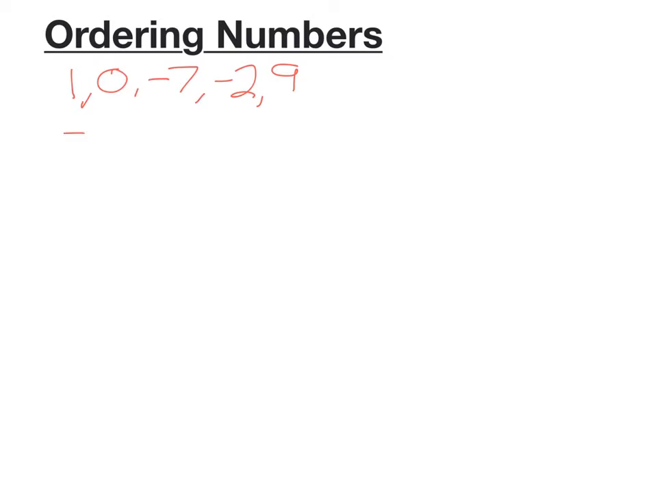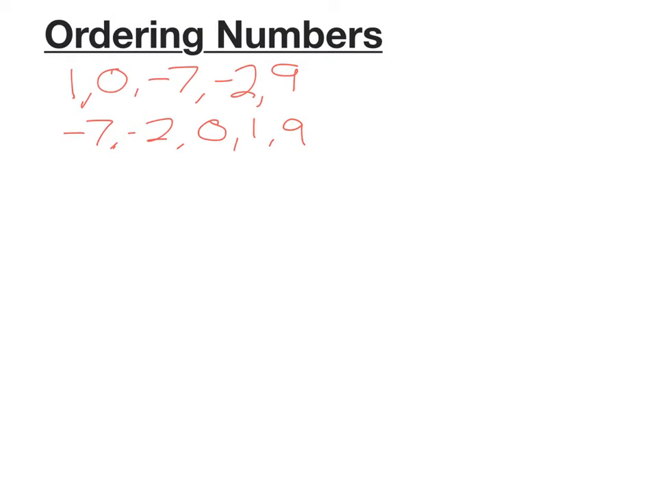-7, that's my most negative number, so that's going to be my least, right? -2 is also negative, but it's greater than -7. Then comes 0. Remember, that's not negative and it's not positive either. And then 1, and then 9. Least to greatest with integers.